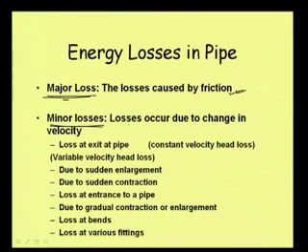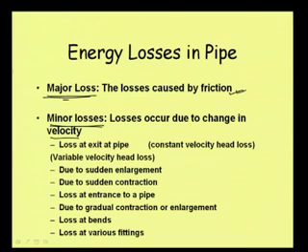And minor loss. Minor losses are losses that occur due to change in velocity. So, minor losses are very small as compared to the major loss, and these losses occur generally due to change in velocity. In the pipe, because of many reasons there can be a change in velocity, and because of change in velocity this sort of loss occurs.